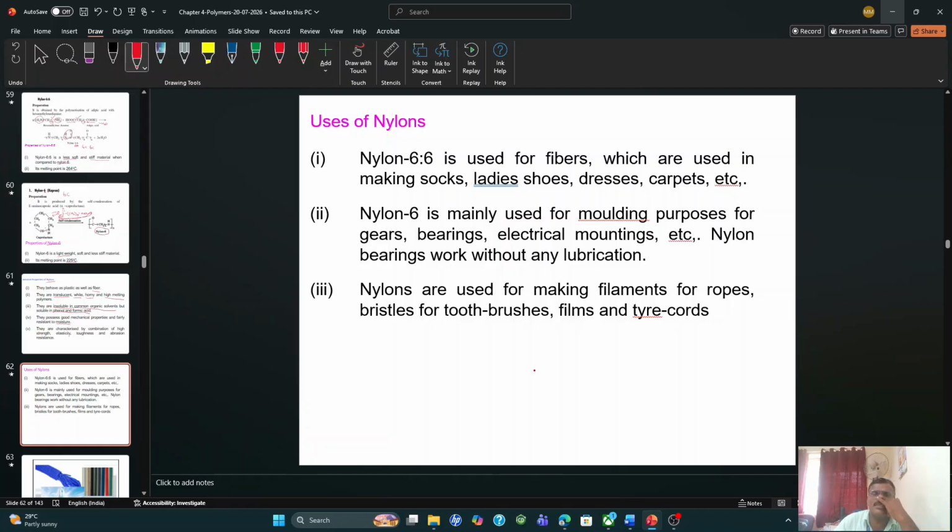Nylon 6,6 is used for fibers which are used in making socks, ladies' shoes, dresses, and carpets. Nylon 6 is mainly used for molding purposes for gears, bearings, electrical mountings, etc. Nylon bearings work without any lubrication. Nylons are used for making filaments of rope, bristles for toothbrushes, films, and tire cords.